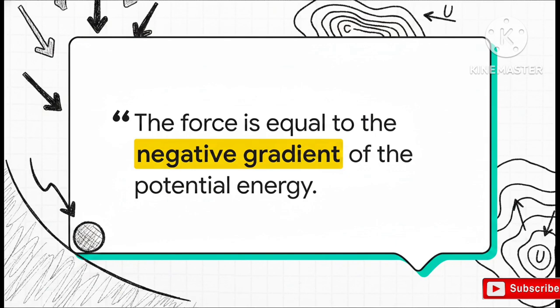What does that actually mean? Well, a gradient just points uphill to higher values, so a negative gradient points strictly downhill. The force is literally just the universe trying to roll objects toward a lower state of potential energy, exactly like our rock wanting to fall off the cliff.